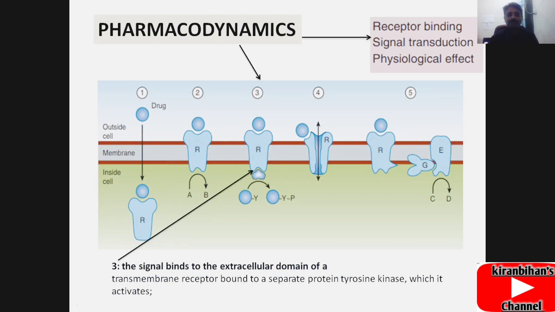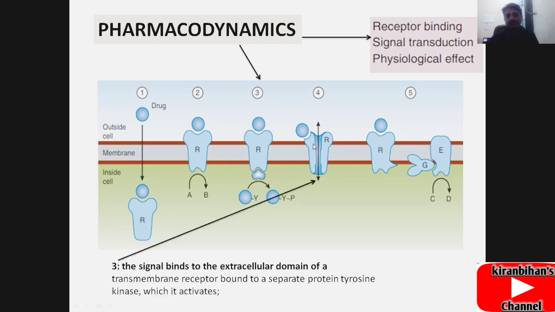The third type of receptor is also a transmembrane protein. What they do, they are linked with an enzyme like tyrosine kinase. When the drug binds extracellularly, then conformational changes occur in the receptor, and then the drug mediates certain effects after the conformational changes. The drug brings about changes intracellularly, and there an enzyme activates and cellular response, and ultimately tissue response occurs.